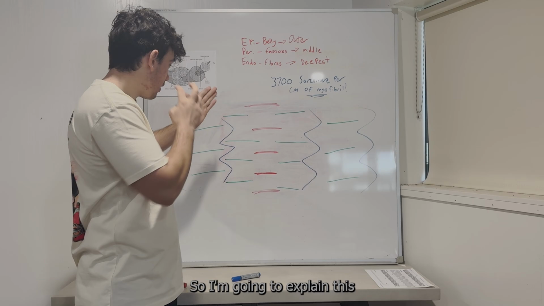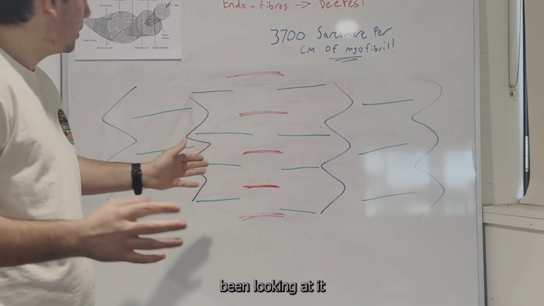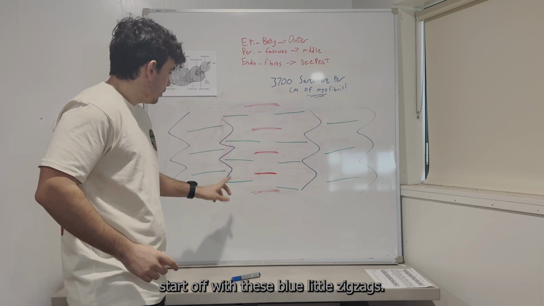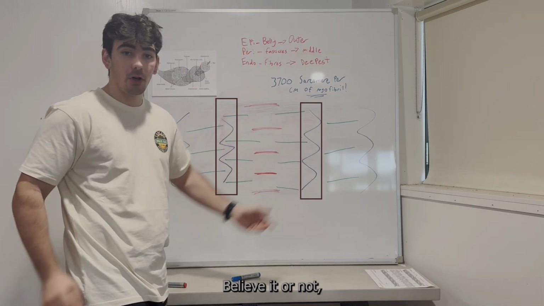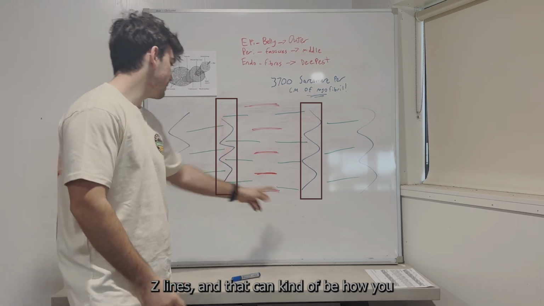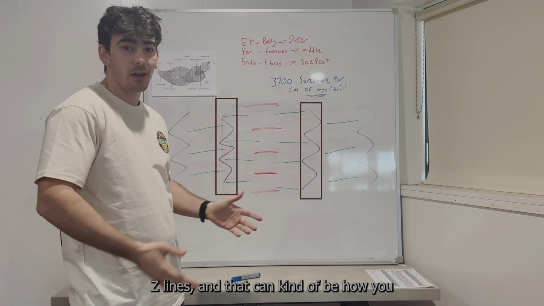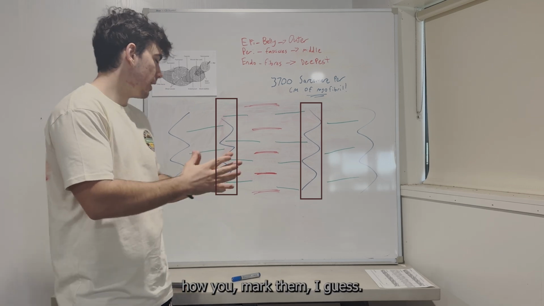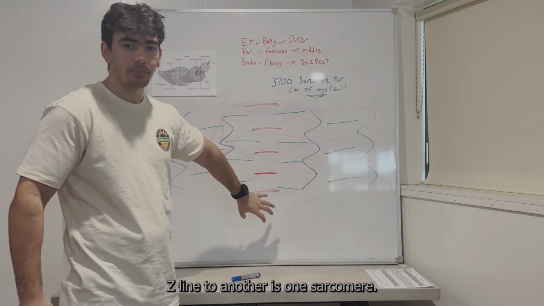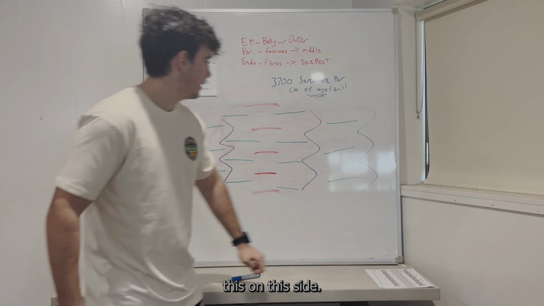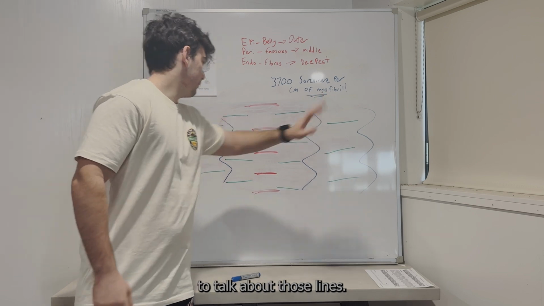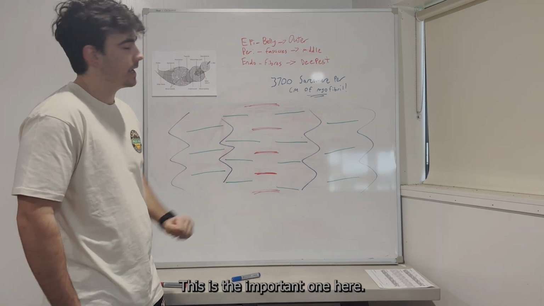Anyway, I'm getting off track. I'm yapping. So I'm going to explain this because you've probably been looking at it a bit weirdly for a while now. I'm going to start with these blue little zigzags. Believe it or not, they are called the Z line. So the sarcomere consists of 2 Z lines, and that can kind of be how you mark them, I guess. From one Z line to another is one sarcomere. We've also got sarcomeres on this side and this side. I've just drawn them in very roughly because I'm not going to talk about those ones. This is the important one here.